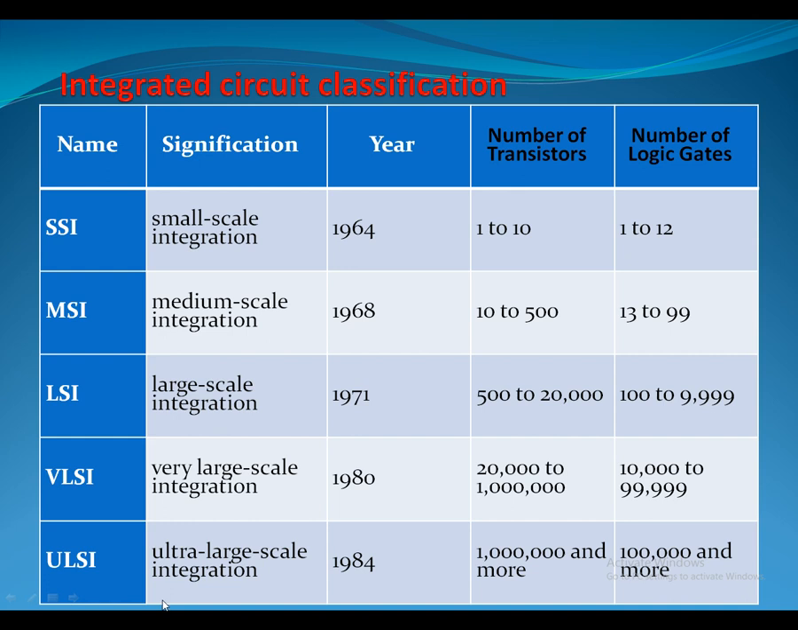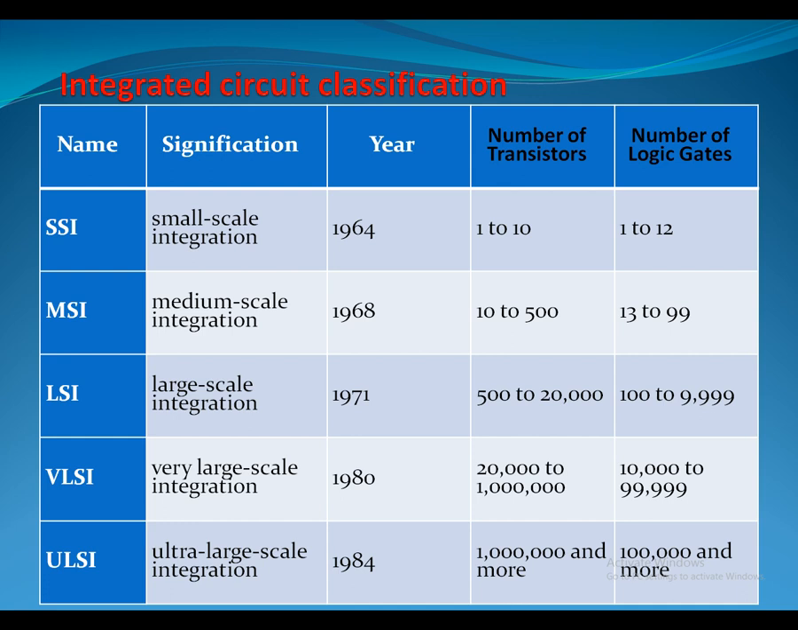After that, technology comes in 1984 was ULSI, ultra large scale integration, in which more than 10 lakhs transistors were integrated, and the number of logic gates is more than 100,000. So it has been achieved after a period of time.